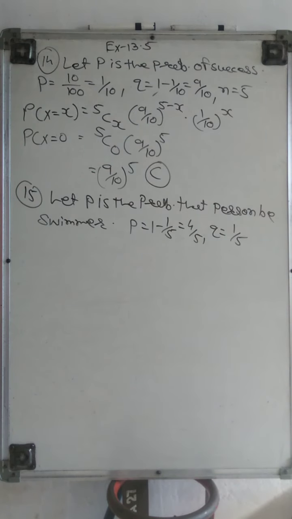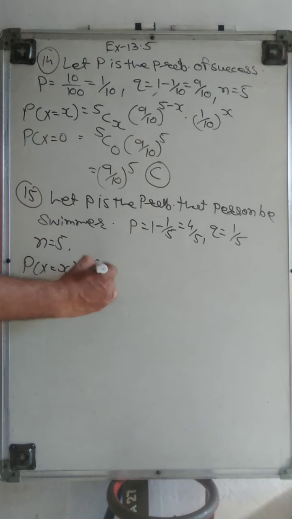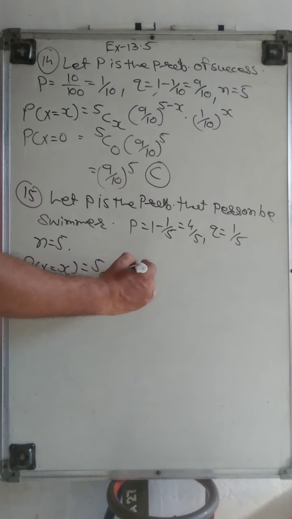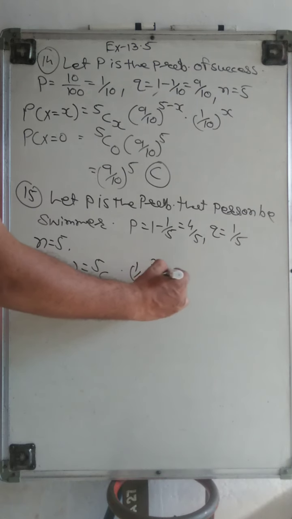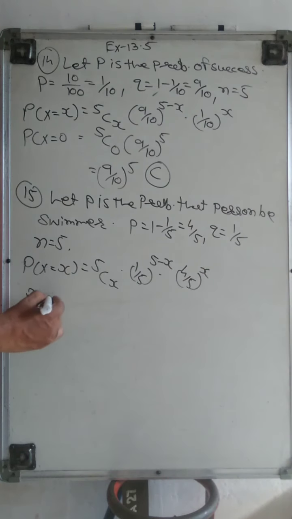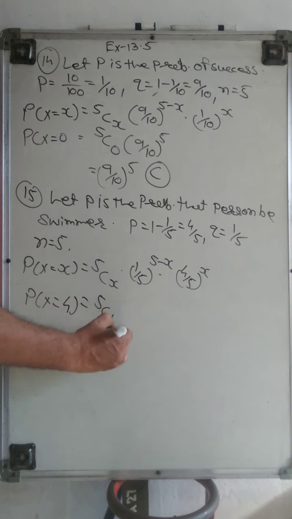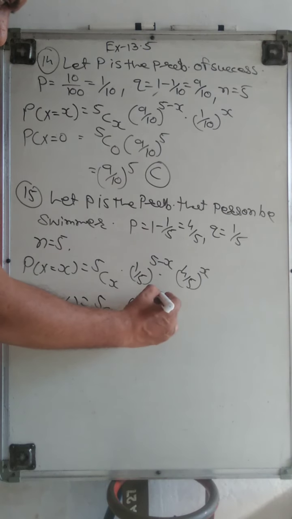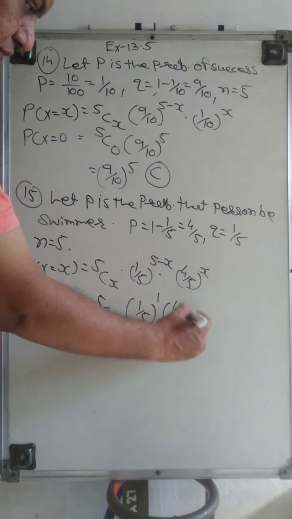Now we want to find, out of 5 students, n equal to 5, P(X = x) is equal to 5Cx into (1 by 5) raised to (5 minus x) and (4 by 5) raised to x. Now from the given, out of 5, 4 are swimmers. It means x equal to 4. It is 5C4, (1 by 5) raised to 1, (4 by 5) raised to 4.